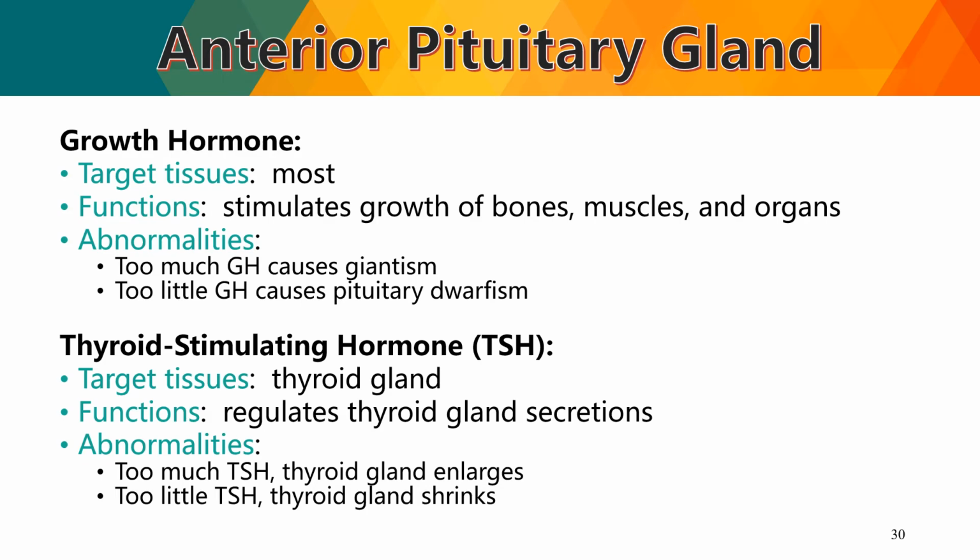Okay, so next you have your thyroid stimulating hormone or the TSH. So the target tissue is your thyroid gland. So the function is to regulate the thyroid gland secretions and abnormalities. Kapag masyadong marami yung thyroid stimulating hormone, so the thyroid gland enlarges. So may tinatawag tayo dyan na hyperthyroidism. And then kapag naman too little yung thyroid stimulating hormone, the thyroid gland shrinks or what you call your hypothyroidism.